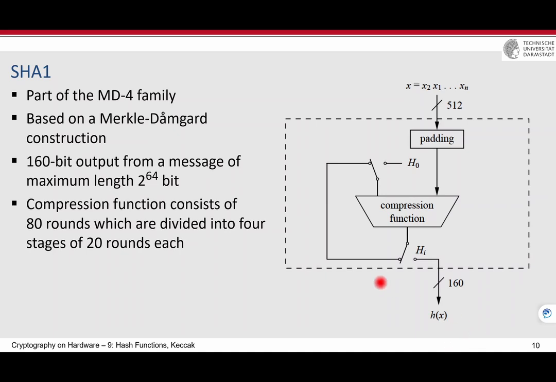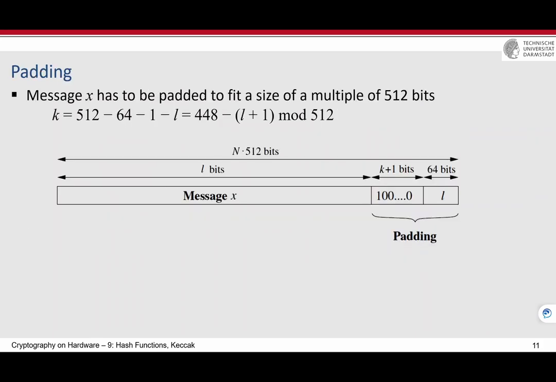Something is defined based on the maximum length, for example, and the compression function consists of 80 rounds. If you implement it even in hardware, even with a round-based implementation, where you apply one round per clock cycle, you need 80 clock cycles just for one compression function. These 80 rounds are divided into 4 parts, each part with 20 rounds.